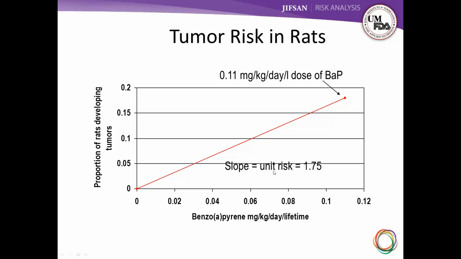The Environmental Protection Agency defines something called the unit risk, and that is the slope of this line. The unit risk is telling you what the risk is associated with 1 milligram per kilogram daily lifetime.